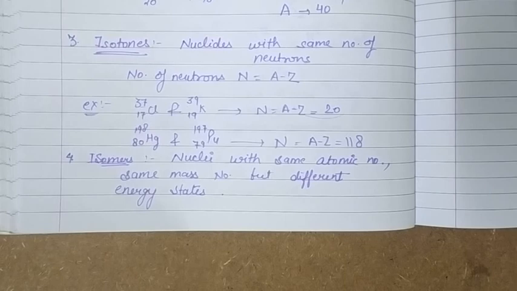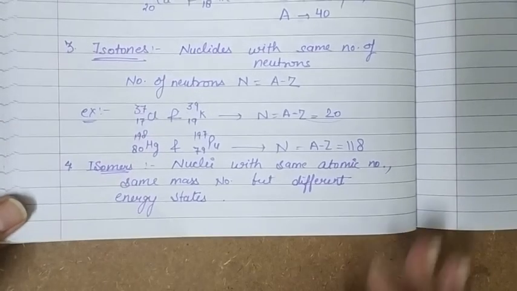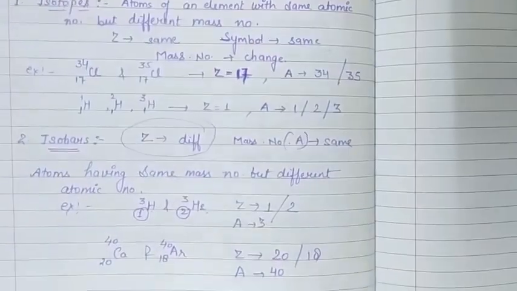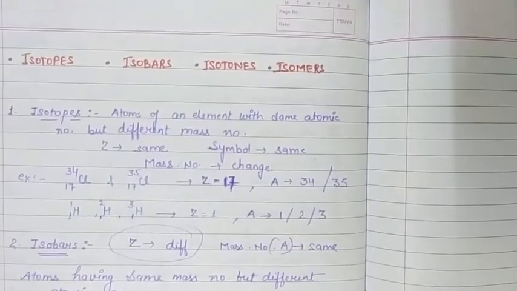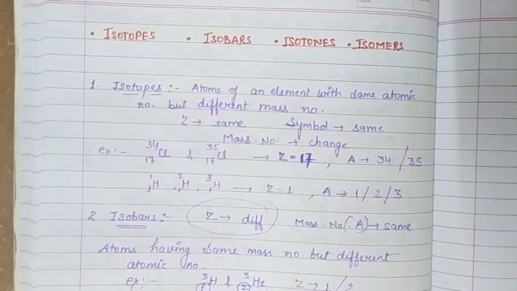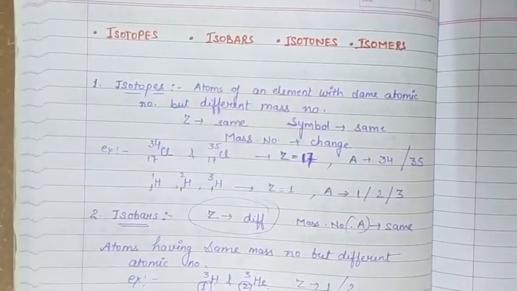So that's all about the four terms that we were discussing: isotopes, isobars, isotones and isomers. I hope you all are getting the definitions, the meaning of these terms and the difference between them.